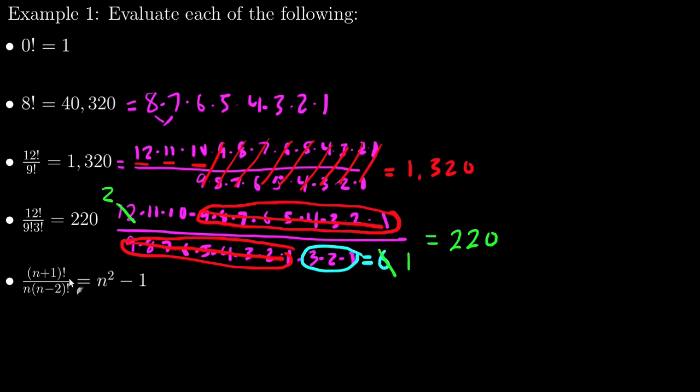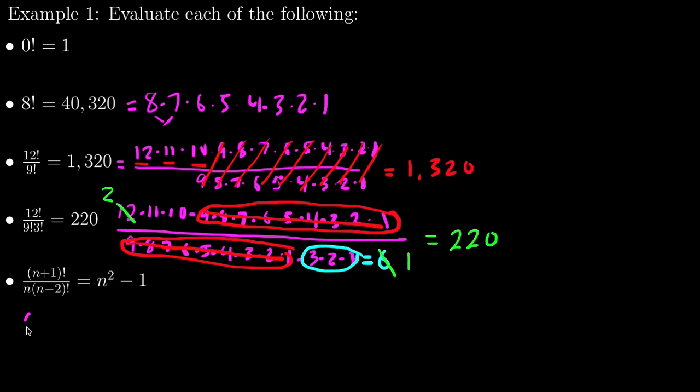Alright, final problem here, this one. So I have this n hanging out here. I'm just going to sort of have it here for now. But I notice that n plus 1 is 3 more than n minus 2. So there will be 3 additional terms at the top. I'm going to do the work down here so I have plenty of room.